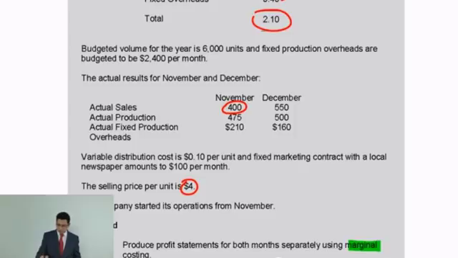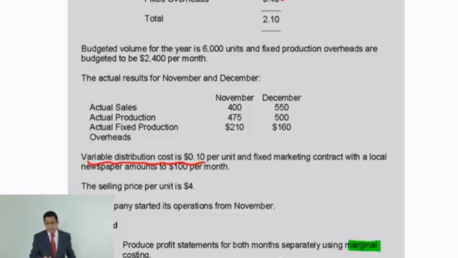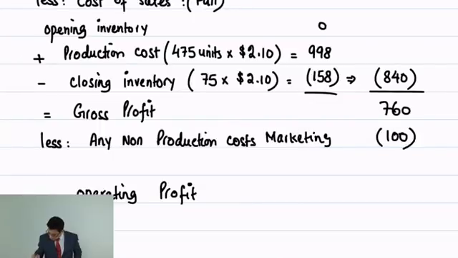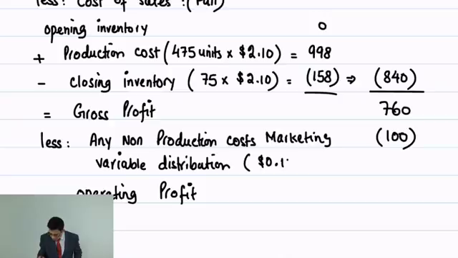Here are non-production costs. One is this variable distribution cost of 10 cents per unit, and second is fixed marketing. So first one is marketing, which is 100, and second is variable distribution, which is 10 cents for 1 unit, and 400 units were sold, so it amounts to another $40.